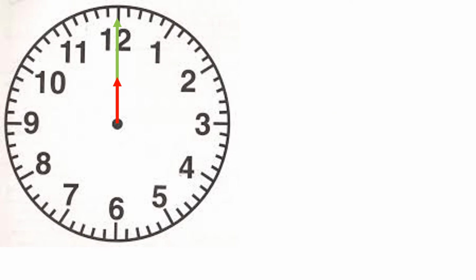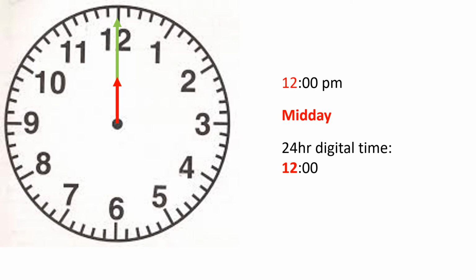Now this is 12 o'clock. Is it 12 o'clock midnight or 12 o'clock midday? Let's have a look. It's 12 PM, which is midday. So right in the middle of the day when we're having lunch. So this is slightly different from the normal AM and PM hour rules. So midday is 12:00. That is the 24-hour digital time.